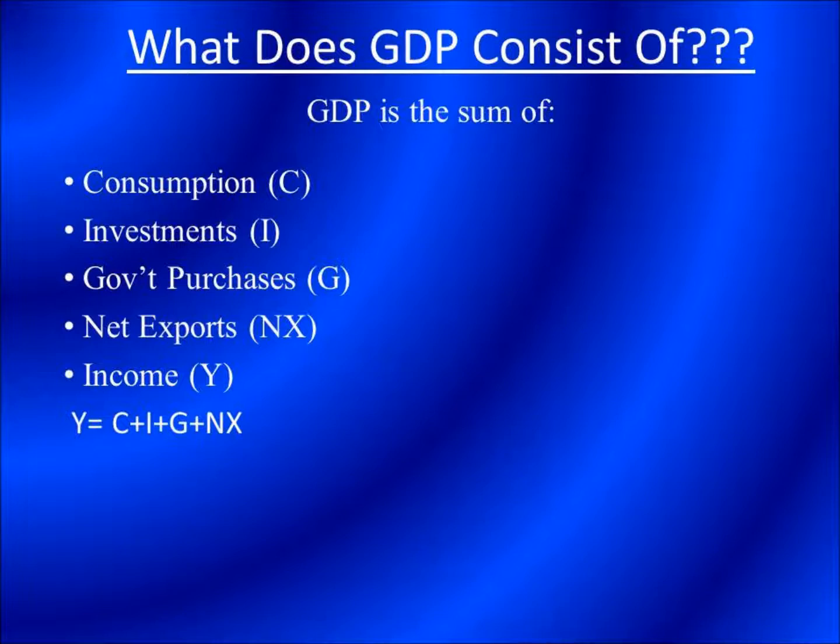G, which is government spending, is spending on goods and services by local, state, and federal government. Net exports is the spending on all exports minus the imports. And income, which is represented by Y, is the income of all families, which is calculated by the equation Y equals C plus I plus G plus NX.